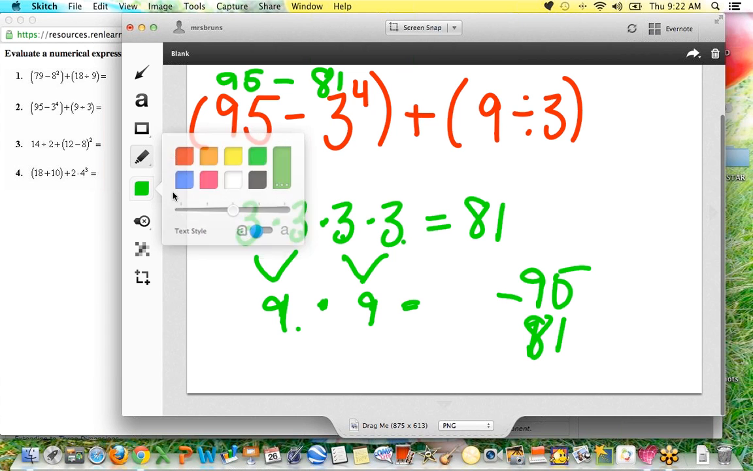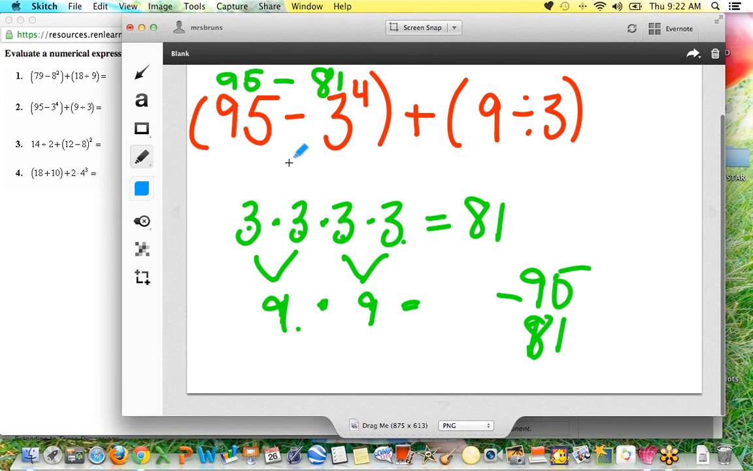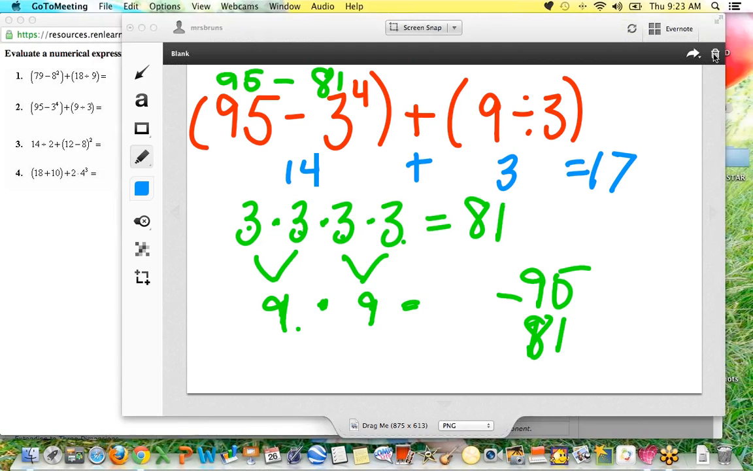So let me change my color again. Let's do blue. So I'm going to write 14 underneath that first set of parentheses. Now this is mental math. What is 9 divided by 3? 3. Good. So now my problem is simply 14 plus 3. And so what's my answer? 17. Perfect. Okay. Getting a little easier, hopefully? Yes? All right.